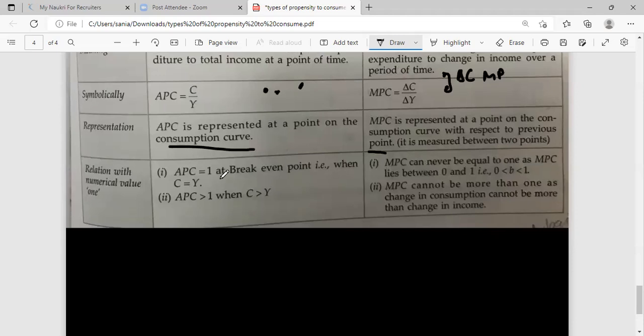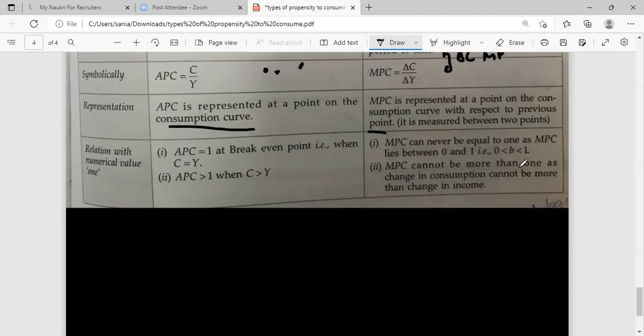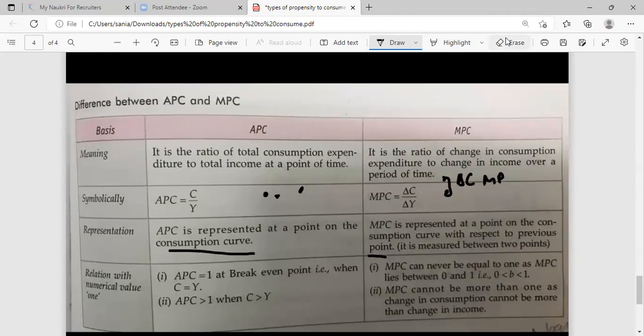Then APC equals 1 at the break-even point when C equals income. APC is greater than 1 when C is greater than income. Then MPC can never be equal to 1 as MPC lies between 0 and 1. So it can be greater than 0 or less than 1, but not 1. And MPC cannot be more than 1 as change in consumption cannot be more than change in income. Clear? Yes, teacher. Okay. You can quickly write it down.